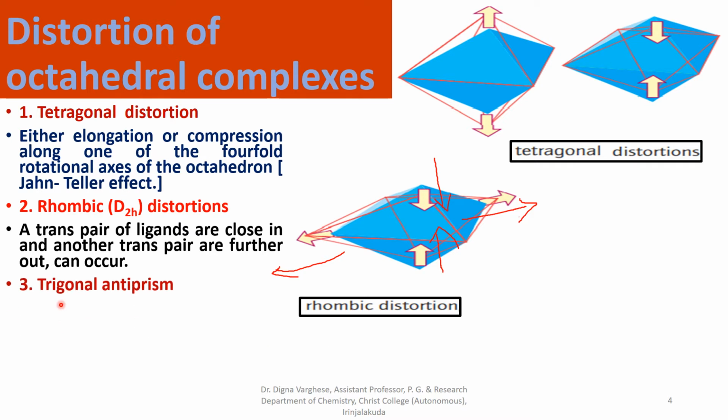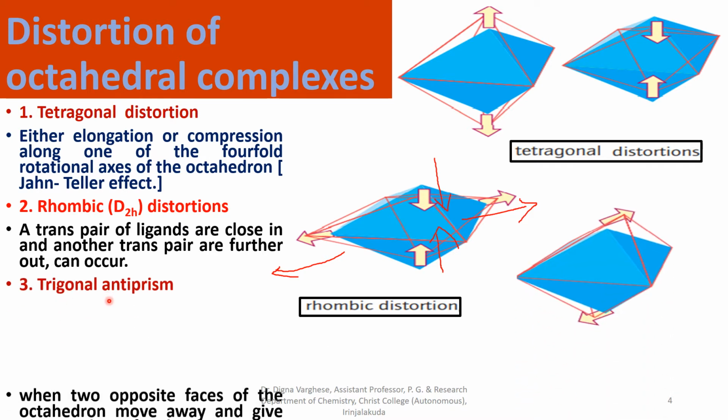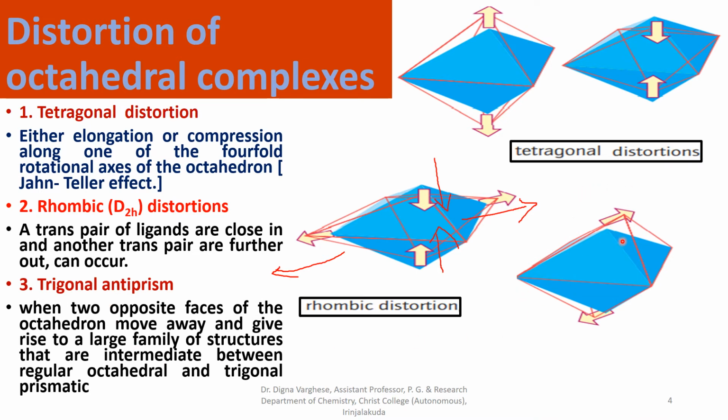Another distortion is the trigonal antiprism or trigonal distortion. This is when two opposite faces of the octahedron move away and give rise to a large family of structures that are intermediate between a regular octahedral and a trigonal prismatic geometry. Sometimes this geometry is referred to as rhombohedral geometry. Here you can see two opposite faces, one here and one here. Both are moving out, but in different directions. That is, the two opposite faces of the octahedron move away and give rise to a trigonal distortion. I hope now you are clear about the distortions of octahedral geometry.